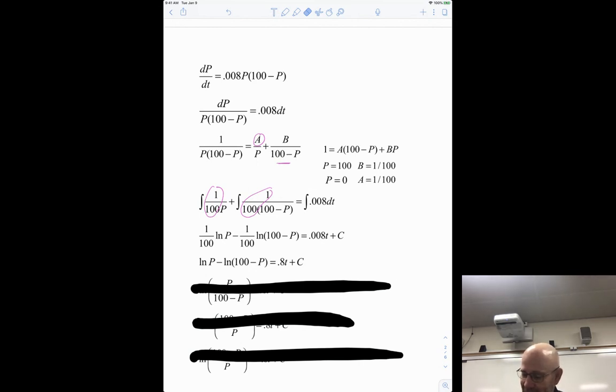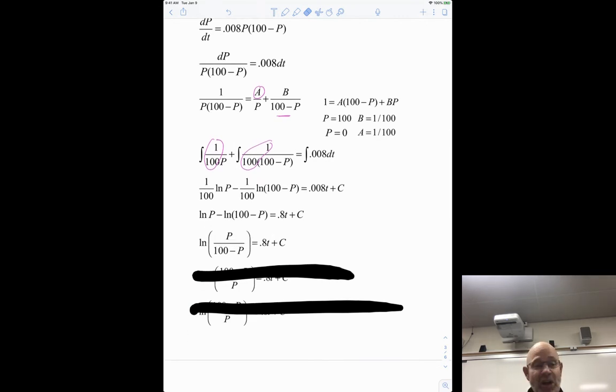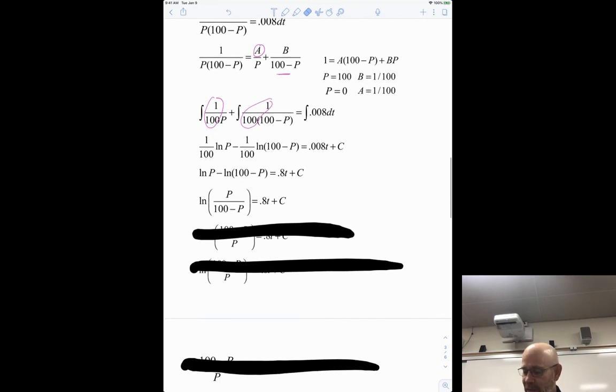What you see me doing next is multiplying everything by 100. And it's always going to work out that way, by the way. So I get natural log of p minus the natural log of 100 minus p equals 0.8t plus c. I don't multiply that c by 100. You could, but it's just another number. You could call it 100c if you wanted, but I just tend to leave it as c. I'm going to combine those logarithms. The natural log of p minus the natural log of 100 minus p is the natural log of p over 100 minus p.